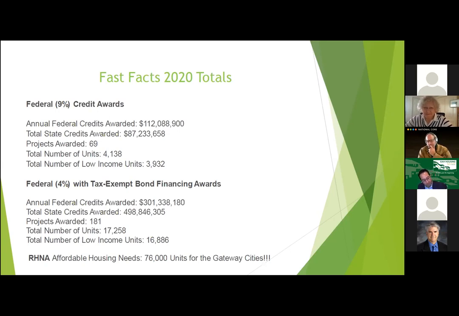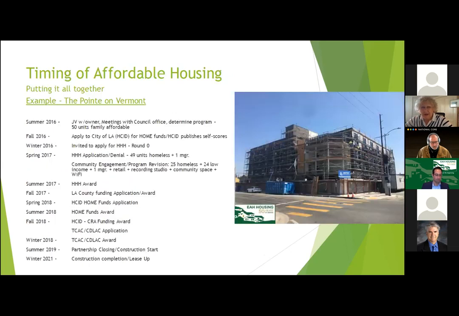Thank you, Charmaine. Thank you, Steven. And I think urgency is exactly the right word. 76,000 units for the gateway cities under the new RHNA. That's pretty urgent. So next slide, please. We're going to go back to Steven, who's now going to give us a little bit of information on the timing of affordable housing.